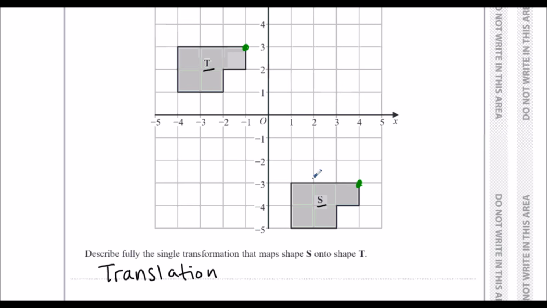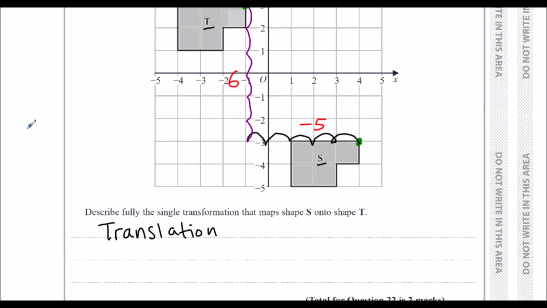And then let's look at the change in x. So from S to T, it's gone 1, 2, 3, 4, 5. So it's gone back 5. And then it's gone up 1, 2, 3, 4, 5, 6. So it's gone back 5 and then up 6. So it's gone minus 5, 6. And we can write that as a vector. So we write the change in the x on the top, which is minus 5. The change in the y on the bottom, 6.